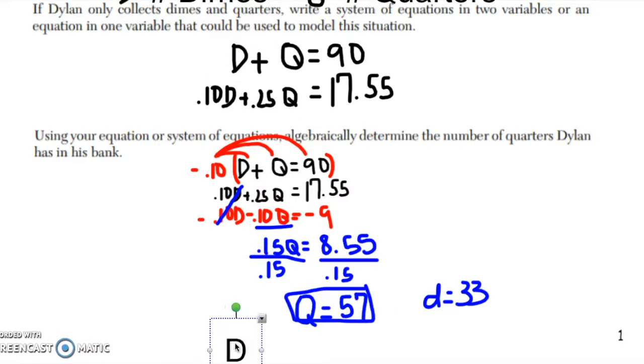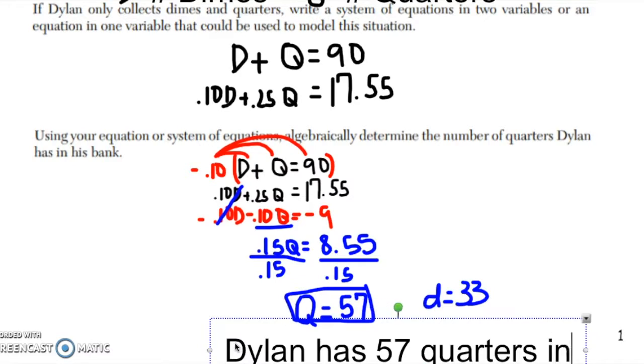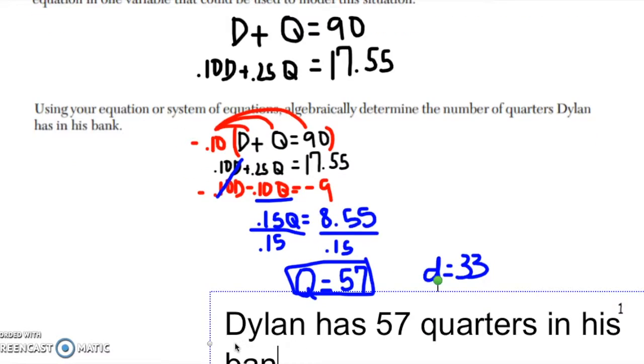So Dylan has 57 quarters in his bank. How cute. How much money is that? How much money does Dylan have? Oh, 57 times 0.25 is about $14.25. So don't spend it all in one place, Dylan.